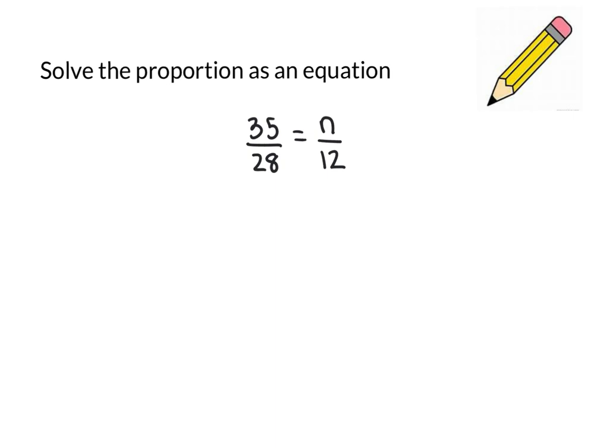So now I'd like to show you another example, and let's try to make sure we get this one written down. Solve this proportion as an equation. So we've got our equation set up here. We're going to multiply both sides by 12. 12 over 12 cancels, so we're just left with n. On the other side, we'll write 12 as a fraction, 12 over 1. And then we'll cross simplify.